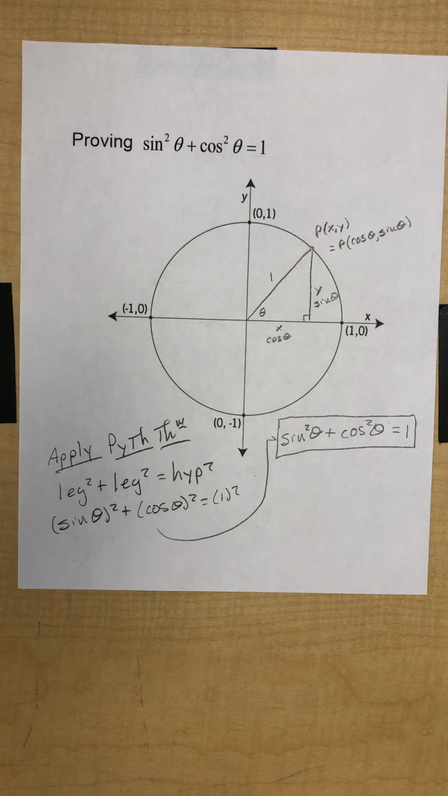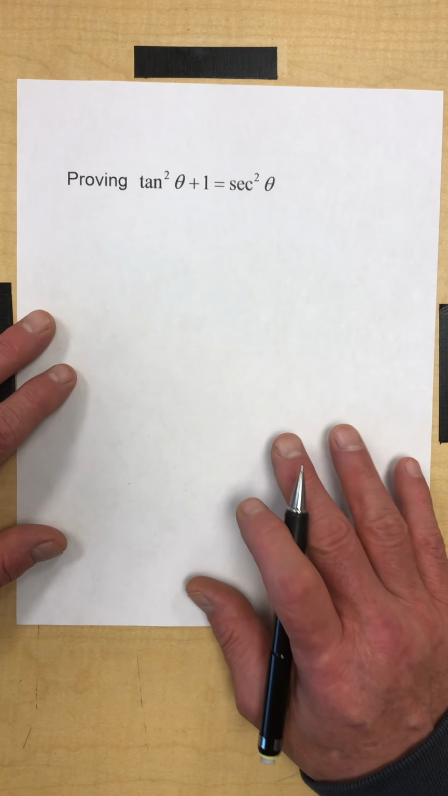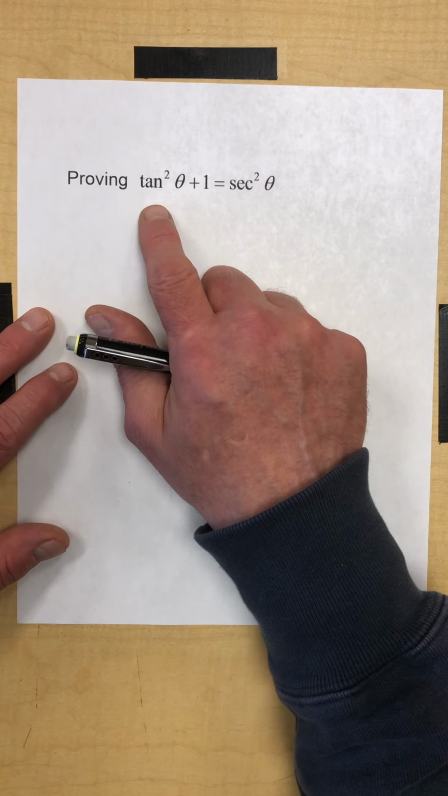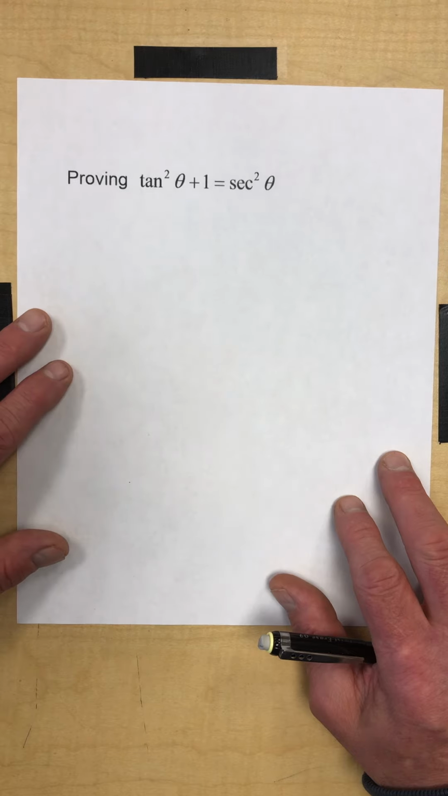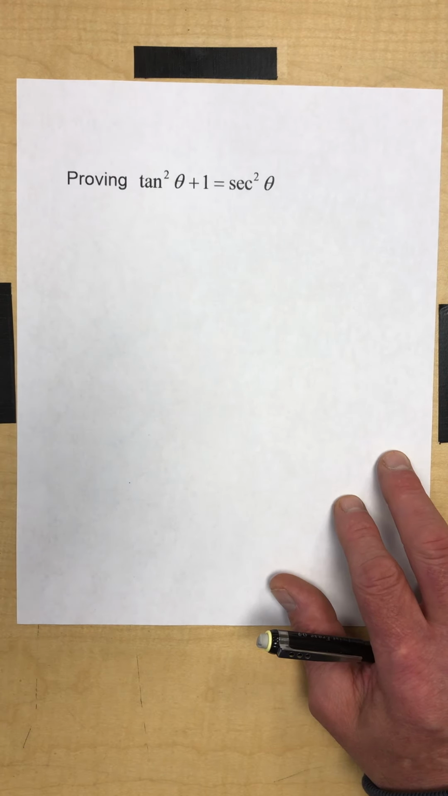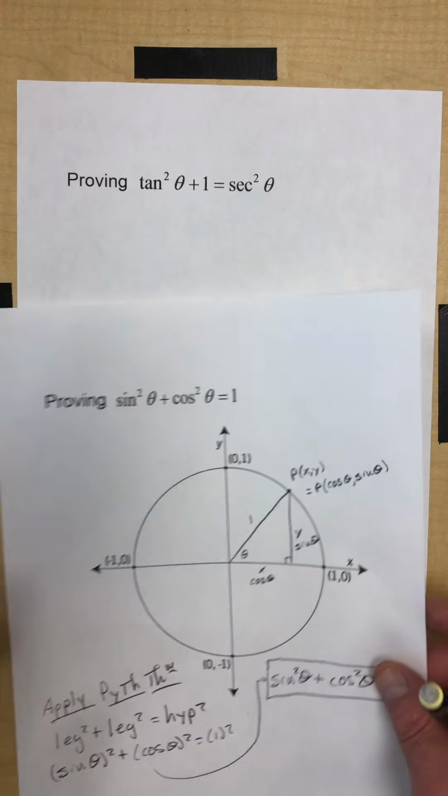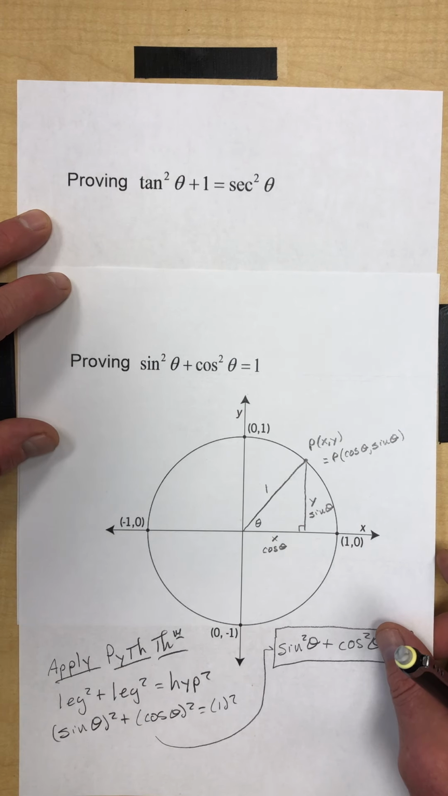Okay, so this guy's really important. Really important. So let's see, we got that first guy done, and now we want to verify this guy. If we take tangent of theta and square it and add 1, we're going to get secant theta squared. As I told you, this is derived from this, all the way through.